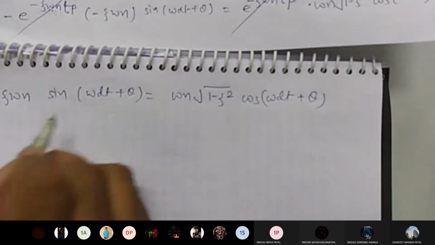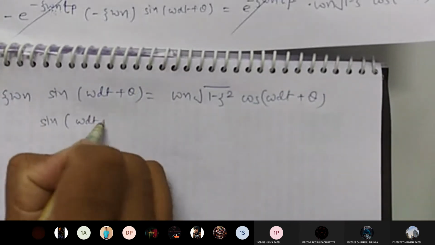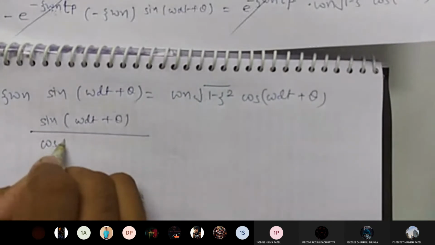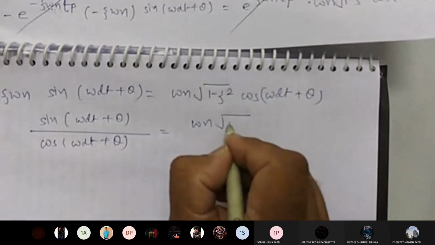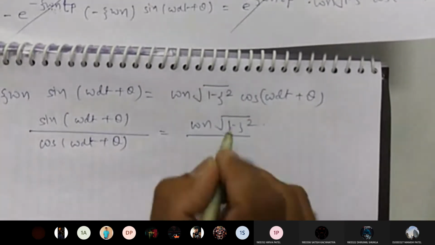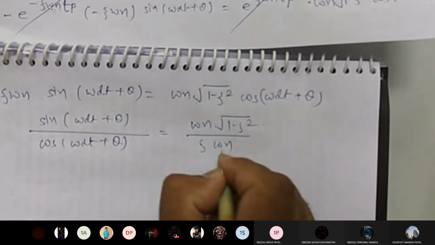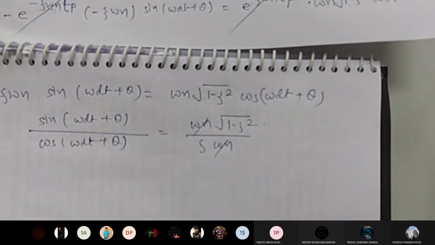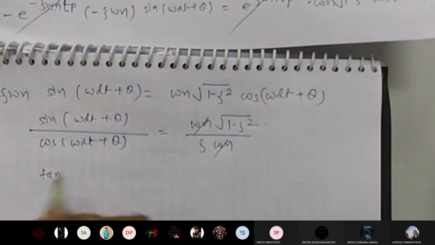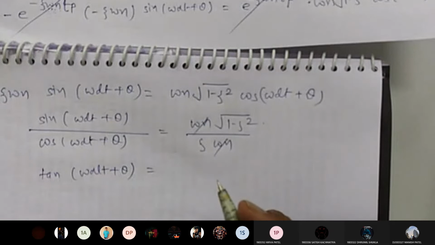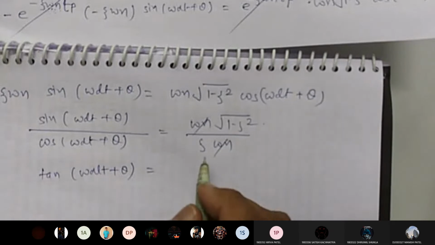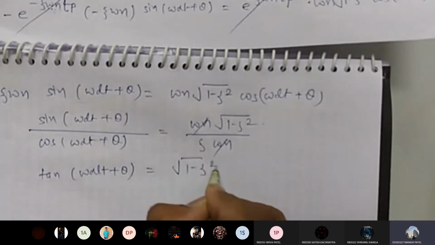Okay, so it will be sin omega dt plus theta, and I bring the cos to this side, cos omega dt plus theta, equal to omega n under root 1 minus zeta square upon zeta into omega n. Omega n cancels out. So tan omega dt plus theta is equal to under root 1 minus zeta square.